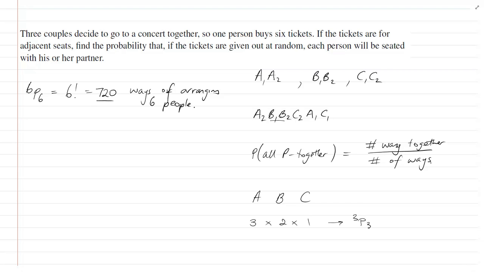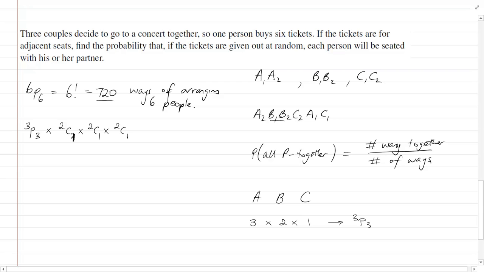And that something else is the number of ways that we could rotate the different couples around. Okay? So the ways of having the couples will be 3 pick 3, we're arranging them, multiplied by 2 choose 1 for couple 1. How many ways are there of putting one of the people in the couple? 2 choose 1 for couple 2, and 2 choose 1 for couple 3.